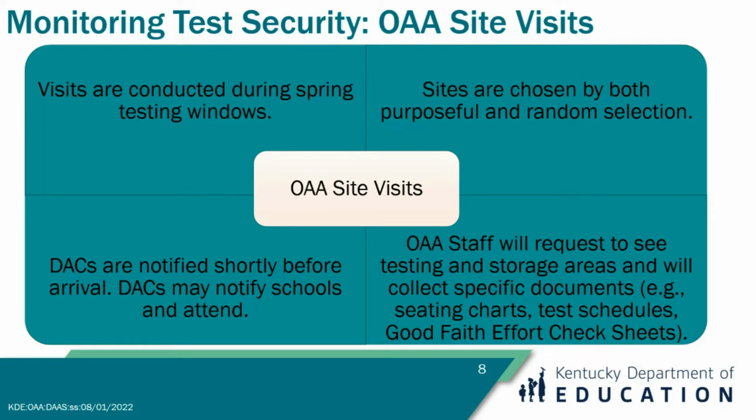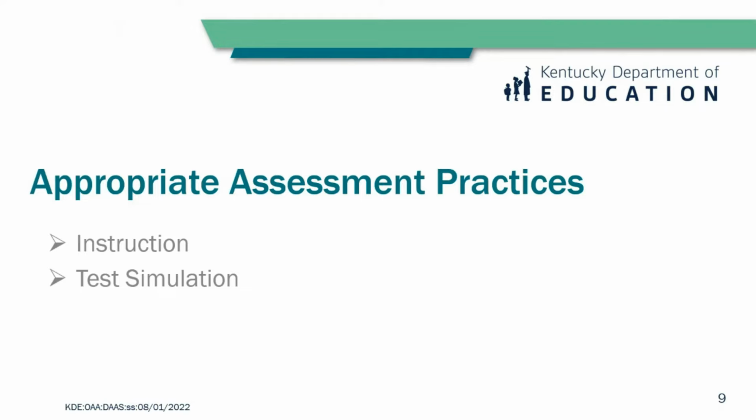Any situation that violates the Administration Code or the Inclusions of Special Populations regulation is reported as an allegation. Allegations are investigated by KDE staff. The investigations require documentation of the incident to be submitted and can include additional school visits and interviews with those involved. Let's take a look at appropriate instruction and test simulation practices.